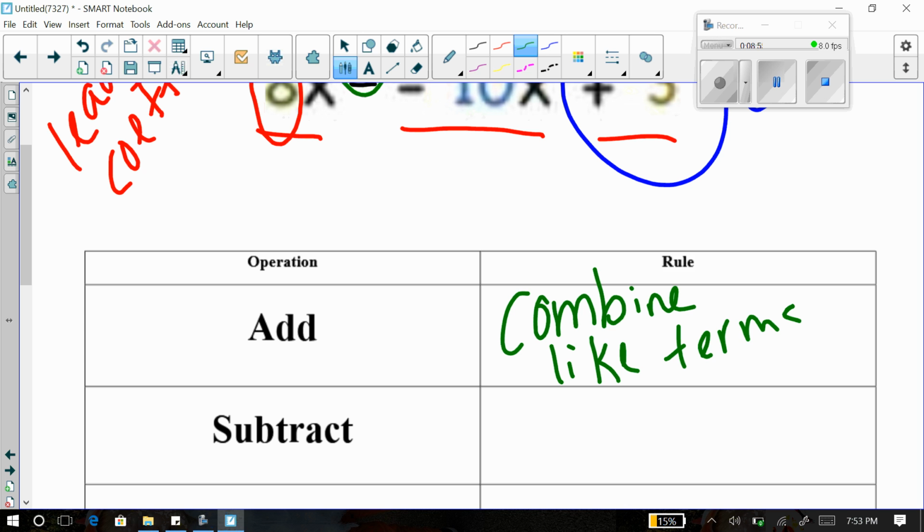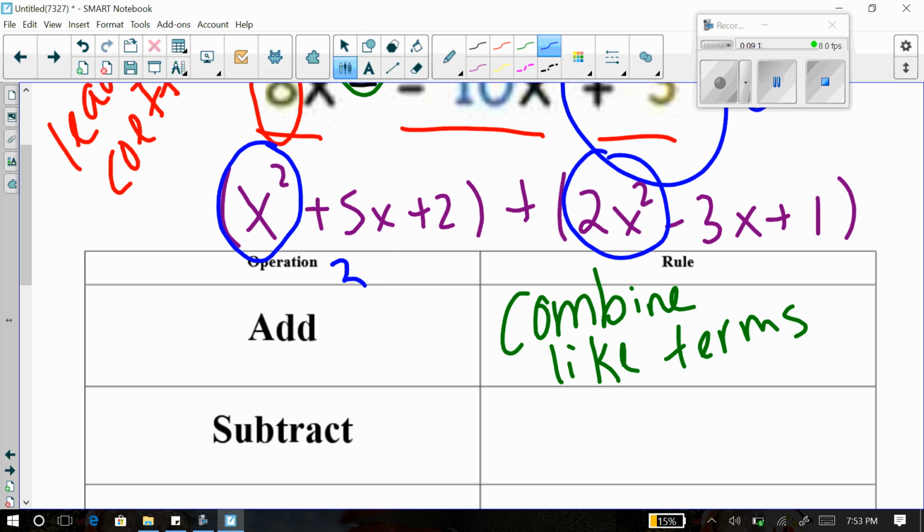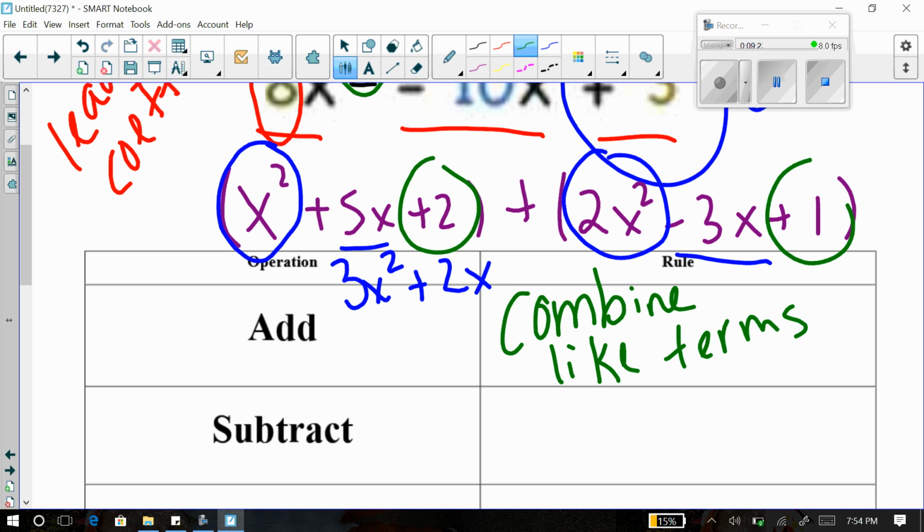So all that means is, here, let me give you an example. If I had x squared plus 5x plus 2 plus 2x squared minus 3x plus 1, I just combine my like terms. So 1x squared plus 2x squared is 3x squared. 5x plus negative 3x is a positive 2x. And 2 plus 1 is 3. So all you do when you add polynomials is you combine your like terms.